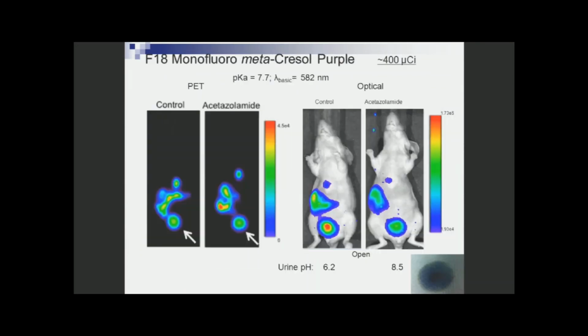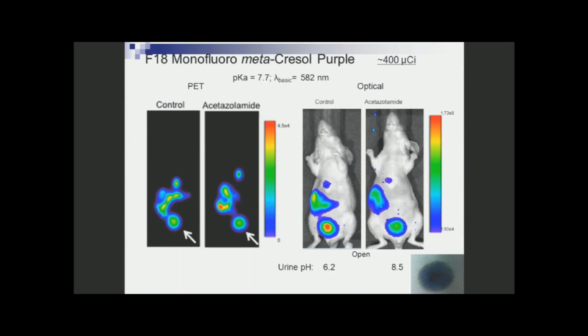And this is the data from a mouse injected with monofluoro metacresol purple. The PET image is on the left, and the Cherenkov image is on the right. So this is the mouse with a normal urine, and the mouse with urine of 8.5 from acetazolamide treatment. Same here, 6.2, 8.5. You can see that this is a good extracellular contrast agent.